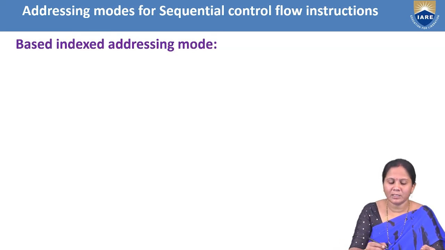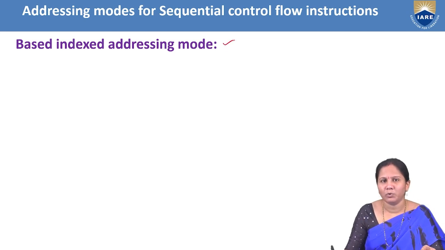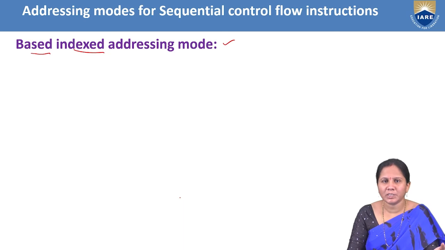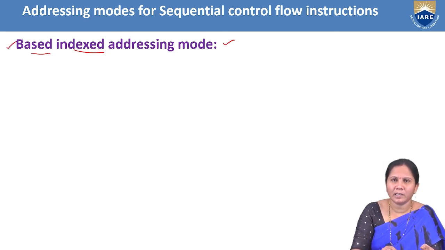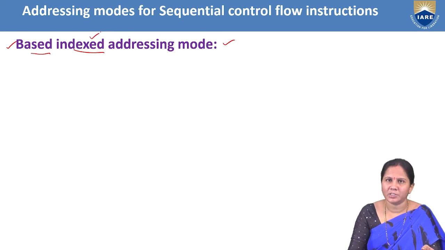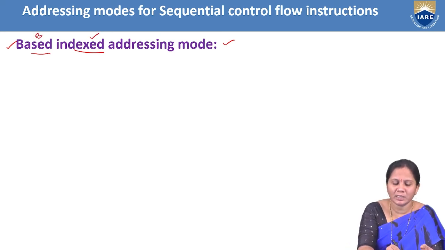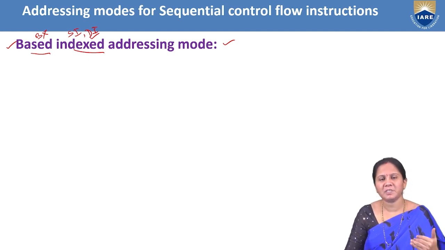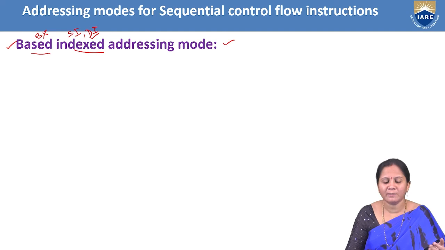Now, the next addressing mode is the based index addressing mode. Here the name itself says based indexed. That means as a part of an instruction, we will have a base register and also an index register. So what is meant by base register? Base register is BX. And there are two index registers, so you will have SI or DI. So base register along with index register will be represented as a part of an instruction. So it comes under based indexed addressing mode.